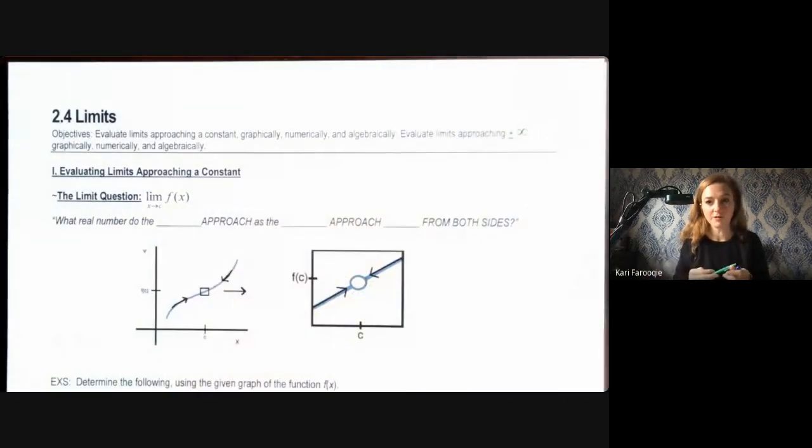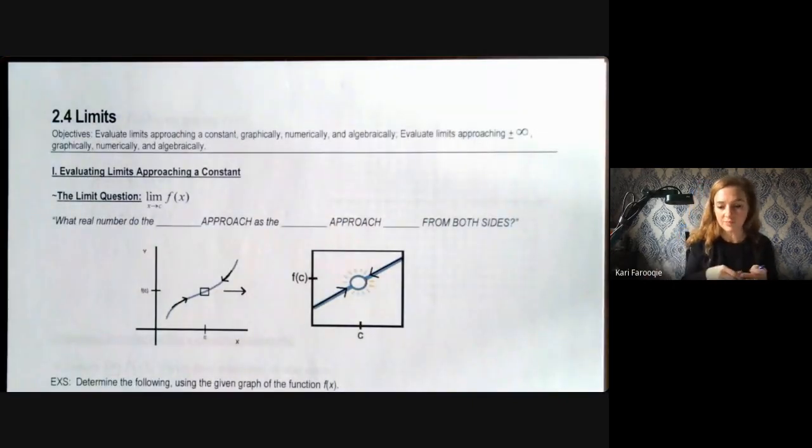So we're going to have a couple different ways that we're going to evaluate limits. And we're going to evaluate limits approaching plus or minus infinity, graphically, numerically, and algebraically. So there's a lot to do here in this section. All right, first things first, the limit question.